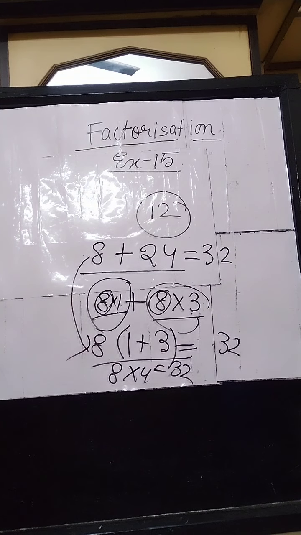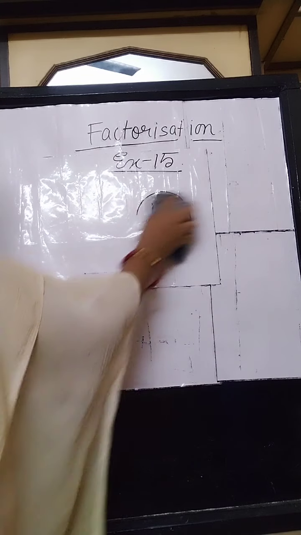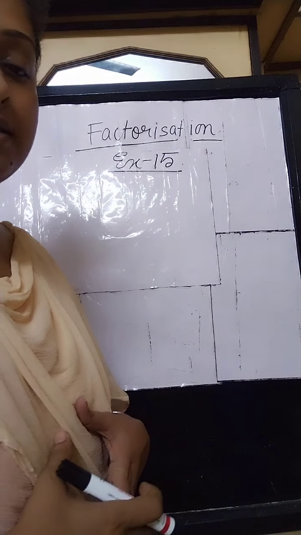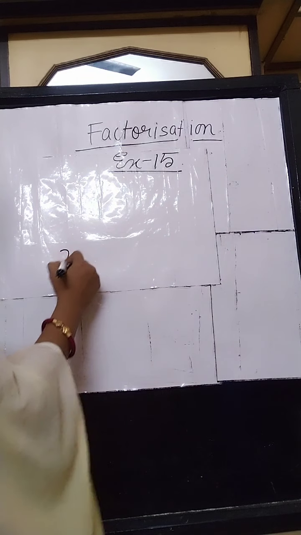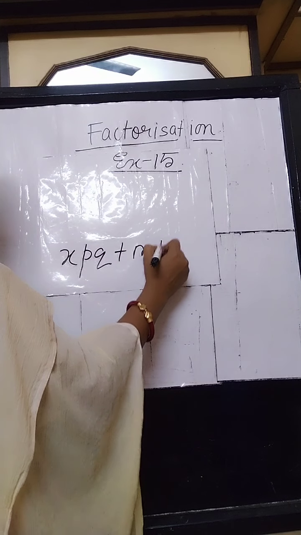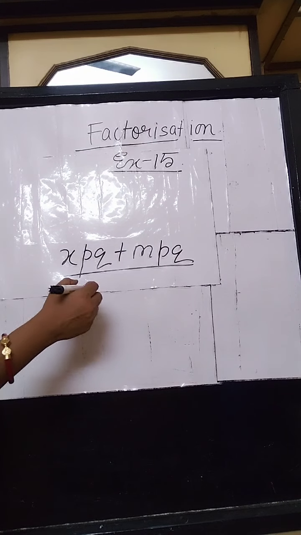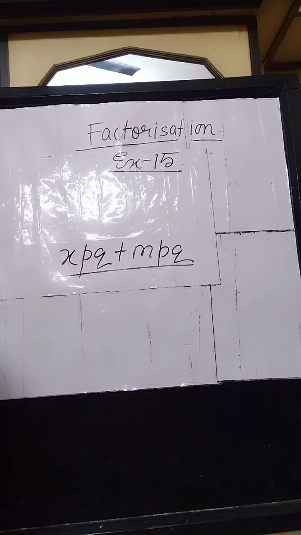Now suppose I give another example. Before starting exercise 15, I am just giving you the introductory class so that it is helpful for you to understand what the common factors are. Suppose I take xpq plus mpq, these two algebraic expressions. What is common? What is a common factor?